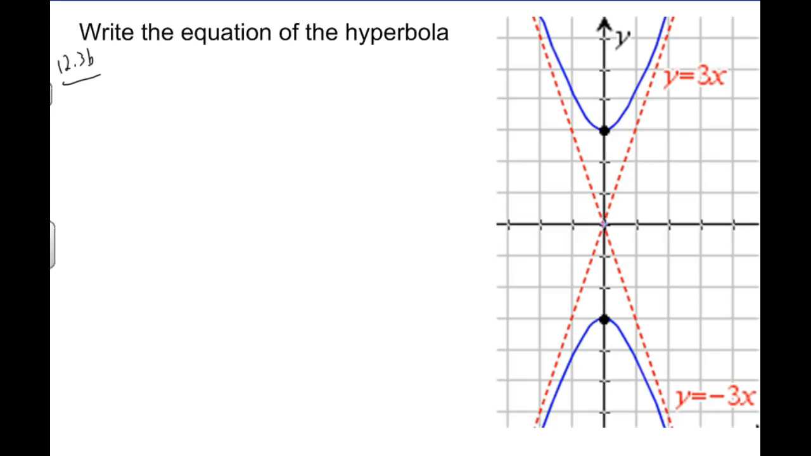Okay, this is lesson 12.3b. It's just a little bit more about the hyperbola. So this time we're going to look at a graph and try to write the equation.